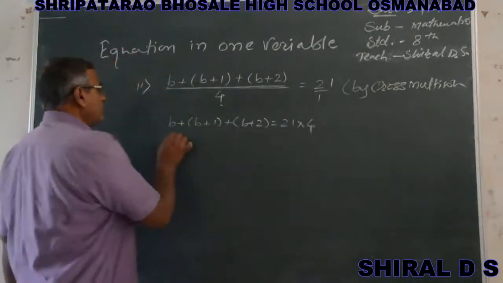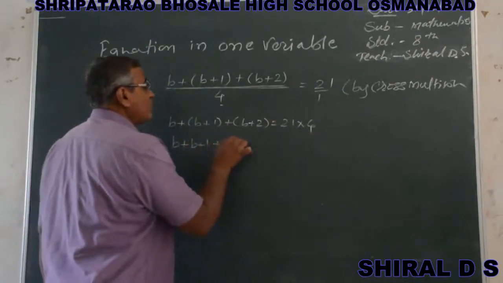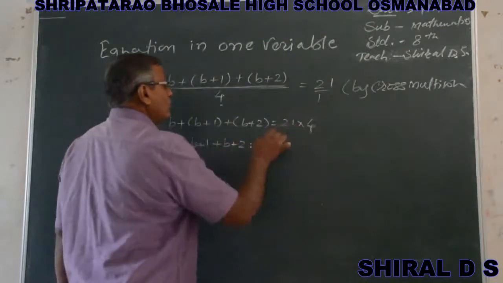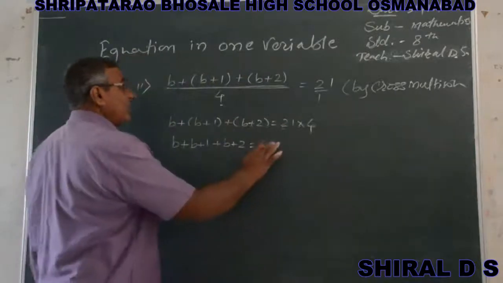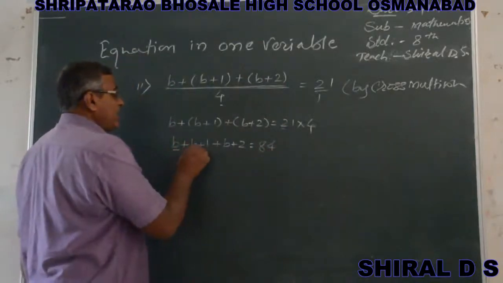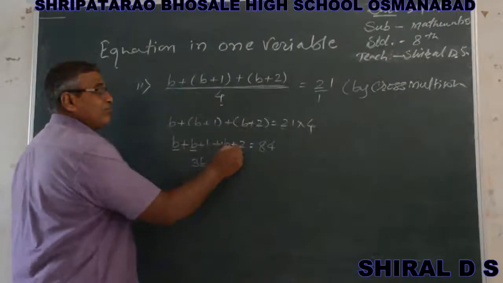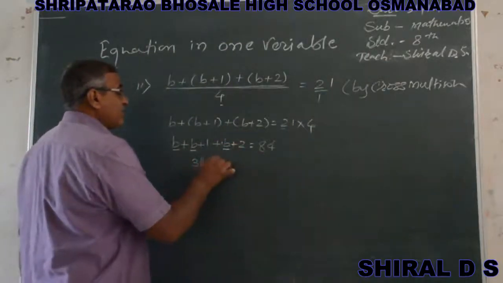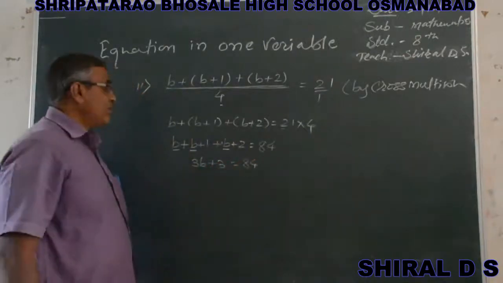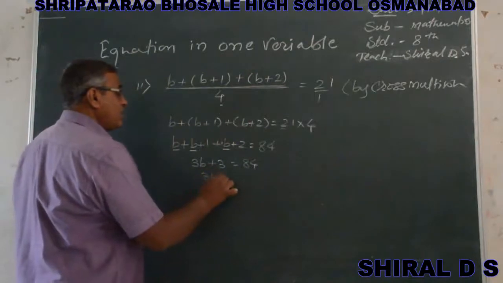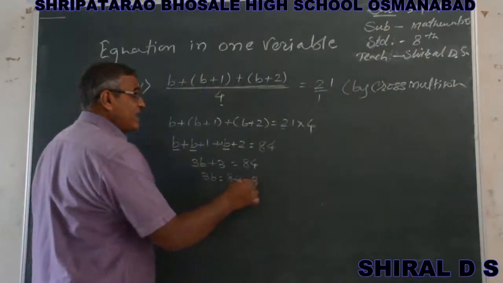Then what will happen here? b plus 1 plus b plus 2 is equal to 84, since 21 into 4 is 84. Then we know that here is 1b and here is 1b. It means here is 3b. Addition of the b is 3b plus 3. 3b plus 3 is equal to 84. So 3b is equal to 84, plus 3 goes to this side as minus 3.